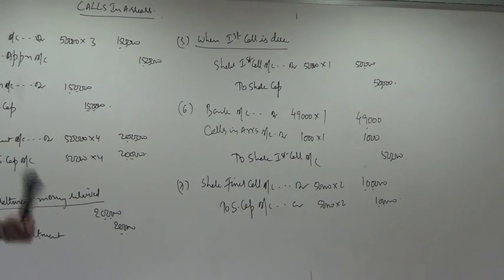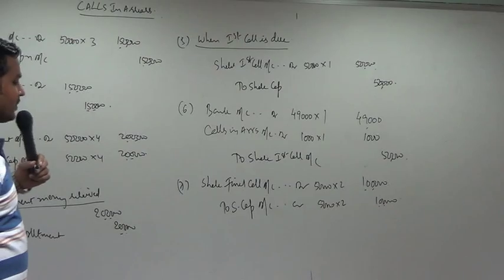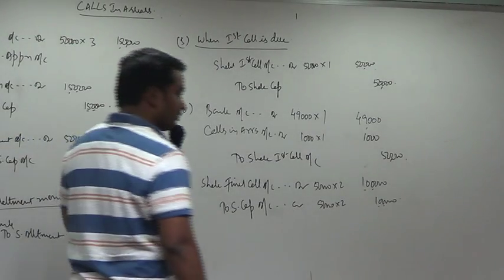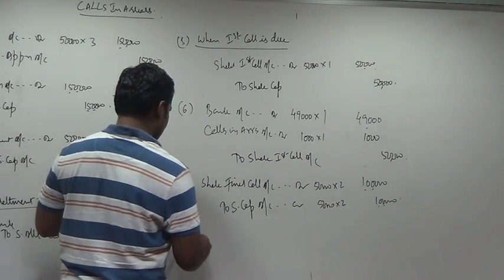Share final call account debtor 50,000 into 2, 1 lakh. Share capital account credit 50,000 into 2, 1 lakh. Is it clear, everyone? Next.